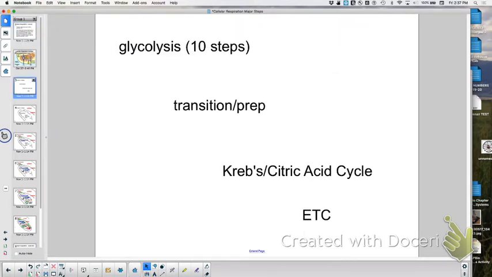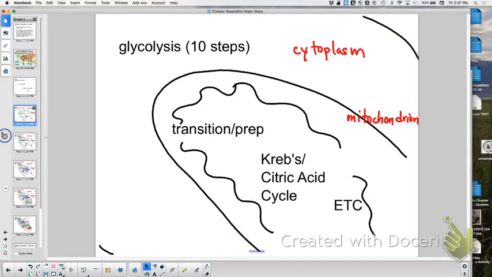So if I look at the steps, glycolysis, transition prep, Krebs citric acid cycle, ETC, did I just show you the steps of aerobic respiration or anaerobic respiration? Aerobic respiration. Okay. So these are my very crappy diagrams that I drew, but I think you will understand them. Let's take a look at all the different kind of steps where they occur.